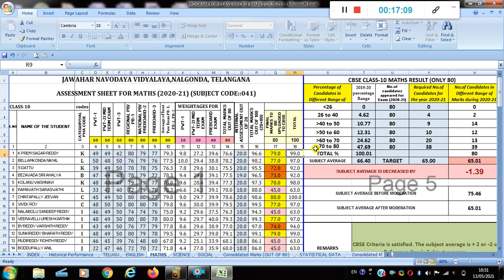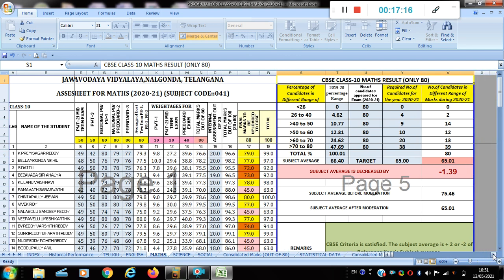Okay, now see this table, CBSE class 10th maths result only for 80. Let me explain this sheet. Percentage of candidates in the range 26 to 40, and so on. The 2019-20 reference year percentages are coming from the historical performance sheet. These have come from there. Total percentage comes up to 100, and this is the total number of students for this particular year.